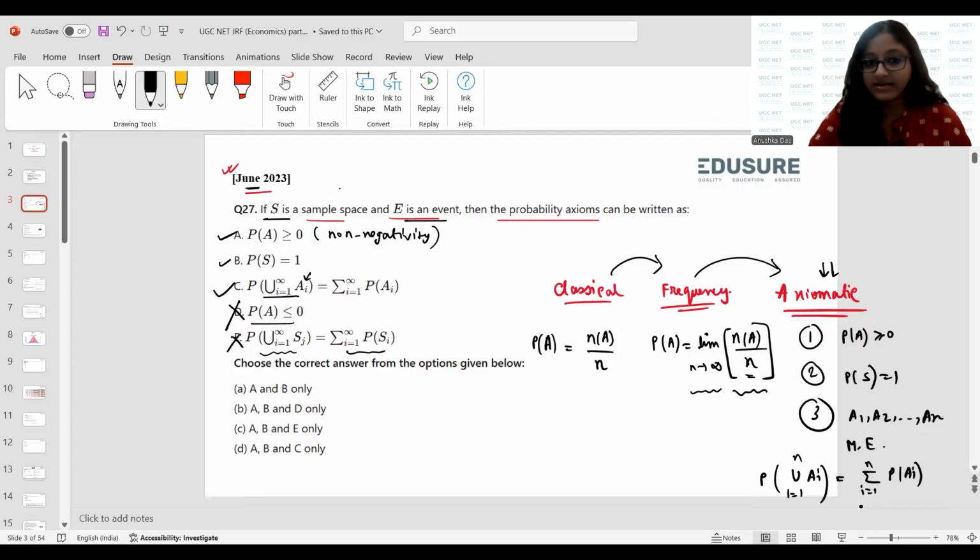A is the event which is associated, or E is the event associated. So this should be A basically, not E. This should be A is the event associated with that. So this event has to be there. We are talking about the events, not the sample space. That is why E is also not the answer. So what will be the right answer? A, B, and C only. This will be the right answer for this question, right?